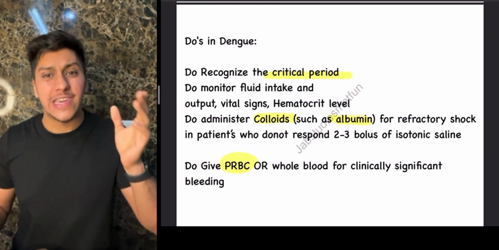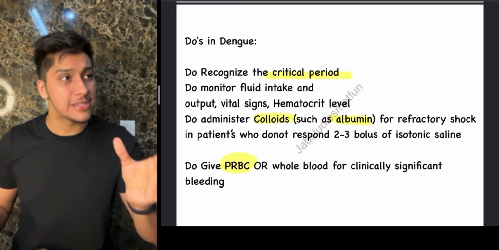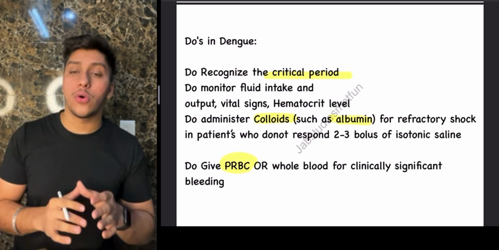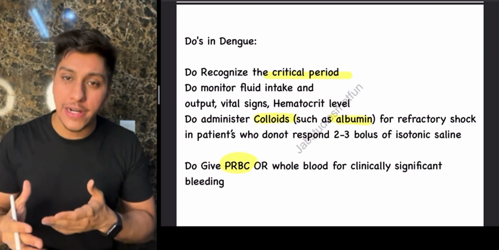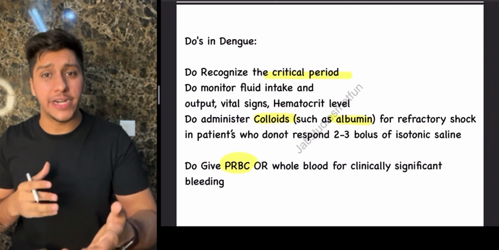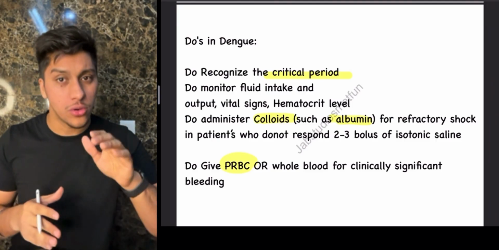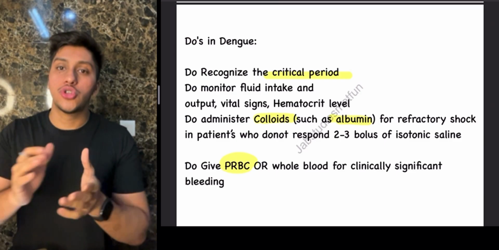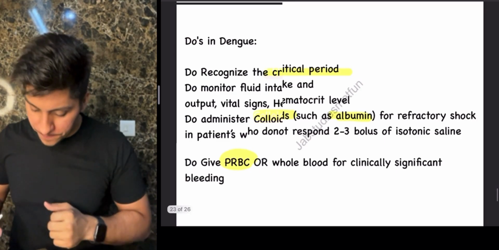Again, I told you, giving platelets has no significance with respect to research. They only found out that if you give platelets when the count is less than 10,000, that would be an ideal manner. But whenever you see the hematocrit going down, the preferred agent should be packed RBC or whole blood.